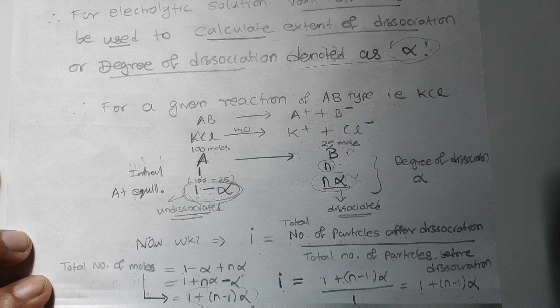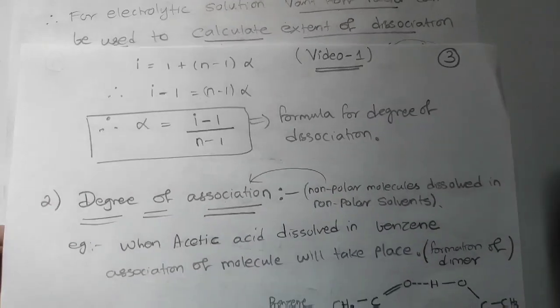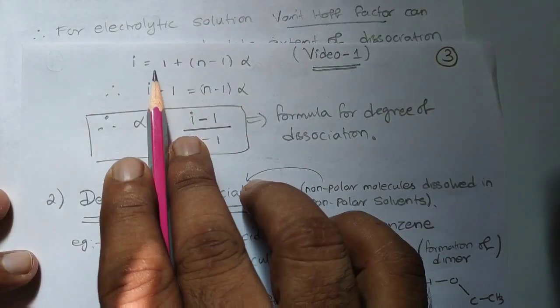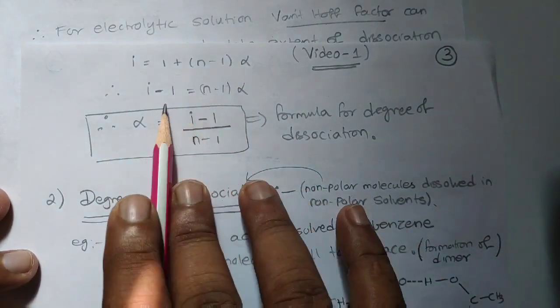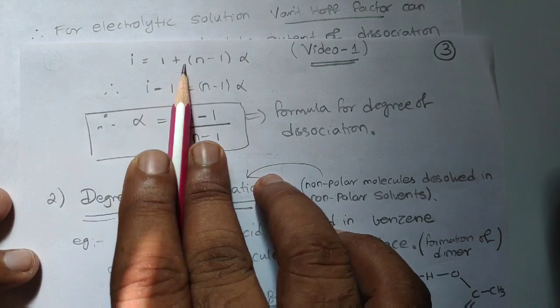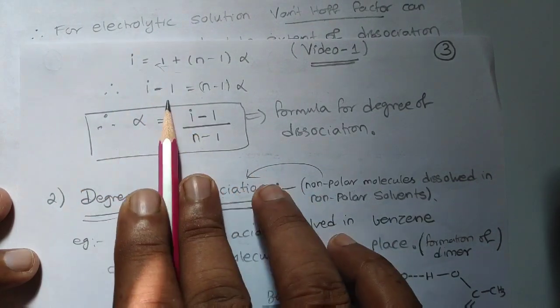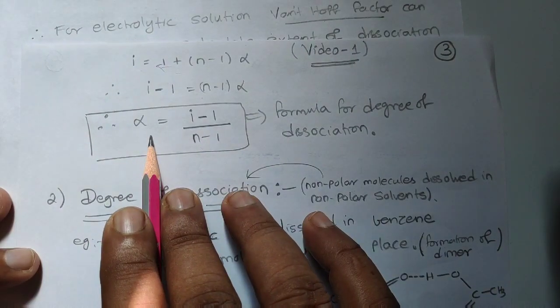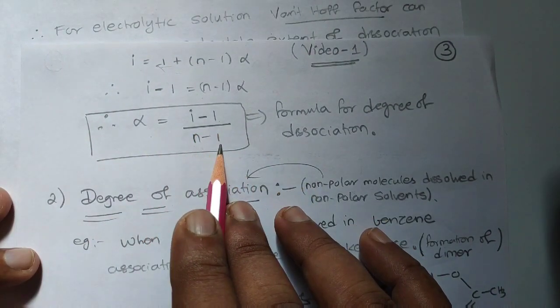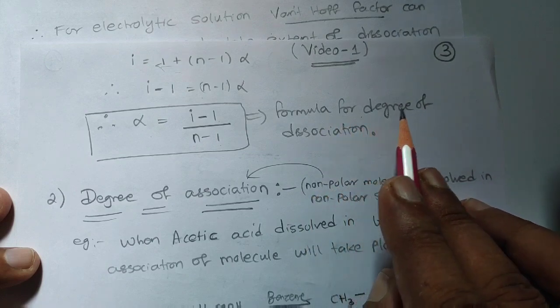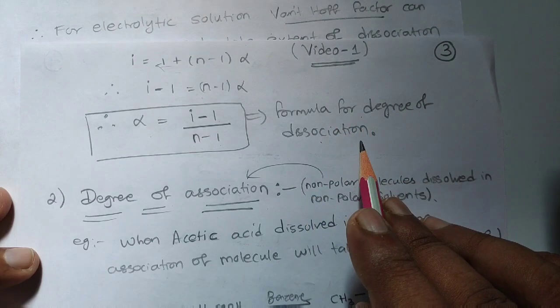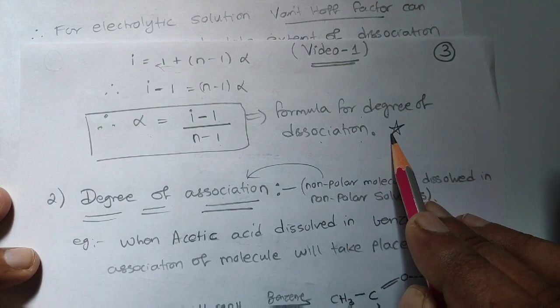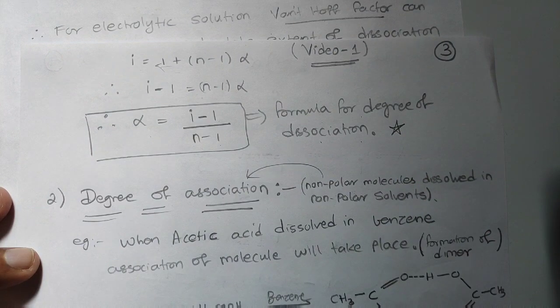Now if you calculate this further, what will you see? You will derive a formula. You just simplify this, you will get i minus 1, the 1 I will take to the other side. So i minus 1 is equal to n minus alpha. So therefore alpha is equal to i minus 1 upon n minus 1. Now this is the formula for degree of dissociation, right? So this you have to remember, right? At the end we will revise this again.